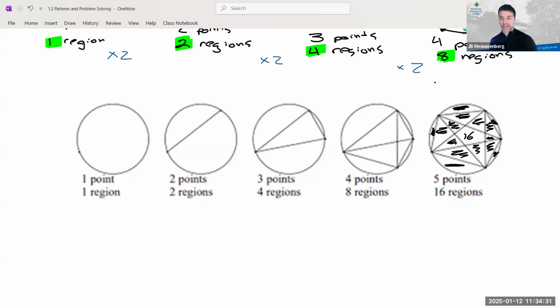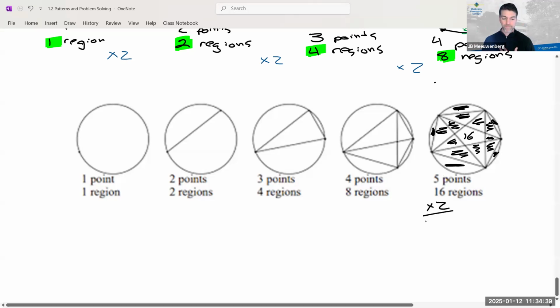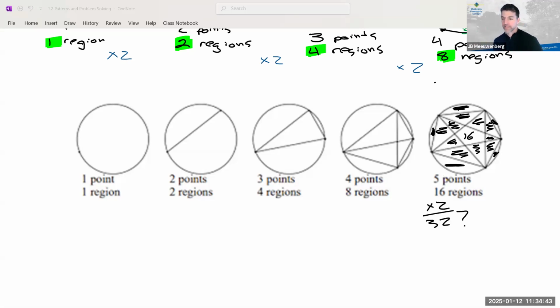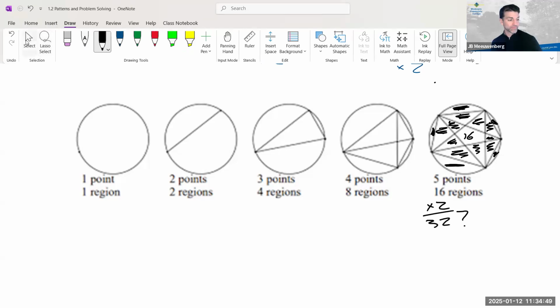Once we add a 6th dot, it gets pretty messy, right? But how many regions would we expect there to be? 32? Well, let me paste the drawing of this because I've already got it done.